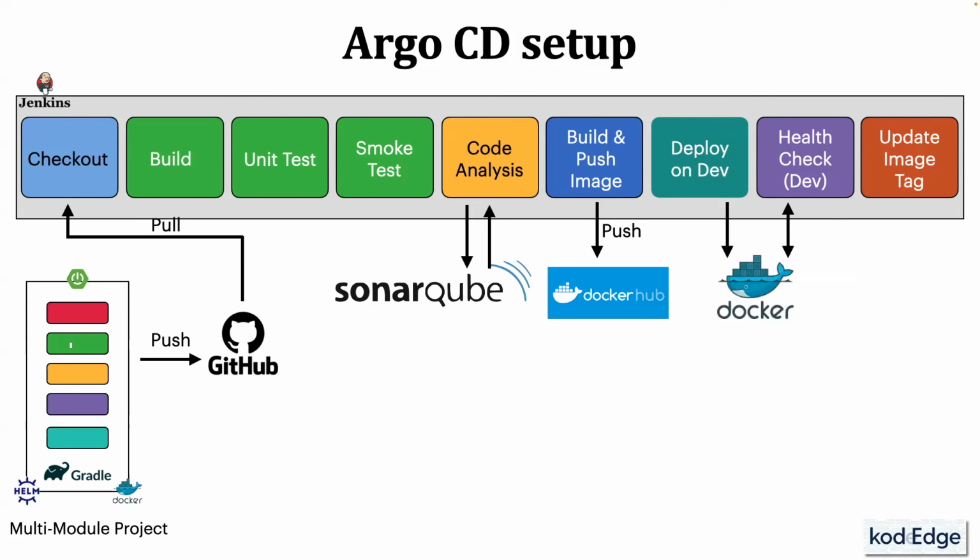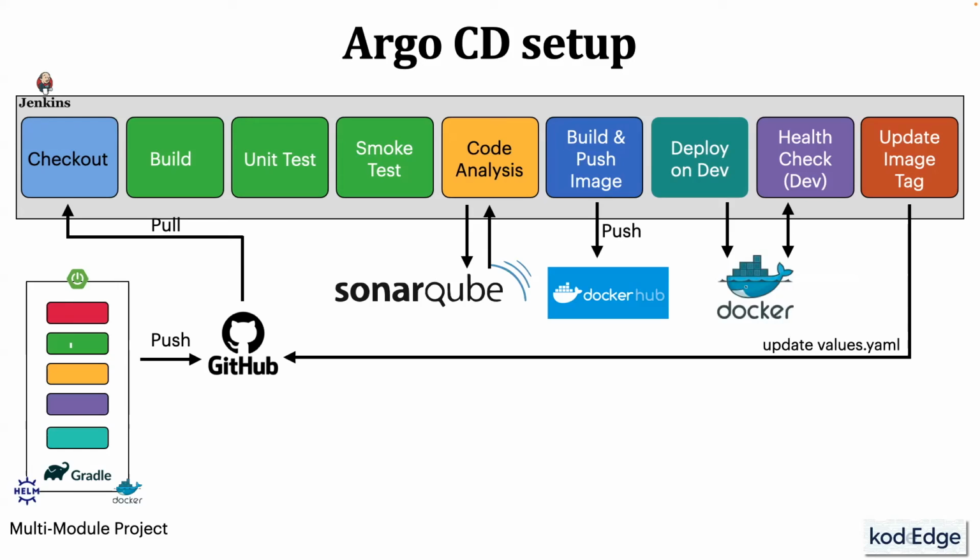ArgoCD setup. In this section, we will set up ArgoCD, which will automatically deploy the application once it detects the Docker image tag that has been updated in the values.yaml file in the GitHub repository. We will always add the image tag to the values.yaml file.